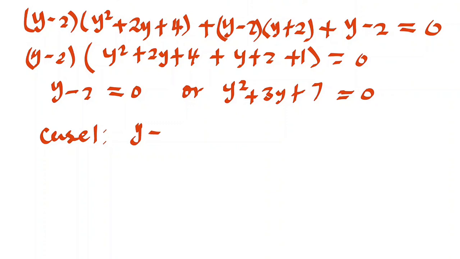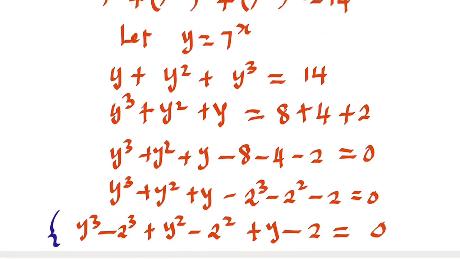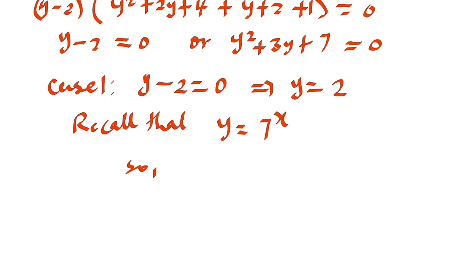Now from case 1, we have y minus 2 equals 0, which means that we can have y equals 2. But don't forget that y equals 2 is not our solution. The main variable we are looking for is x. So we need to go back to where we mentioned y equals 7 to the power of x. Recall that y is equal to 7 to the power of x. So when y is 2, we're going to have 2 equals 7 to the power of x.